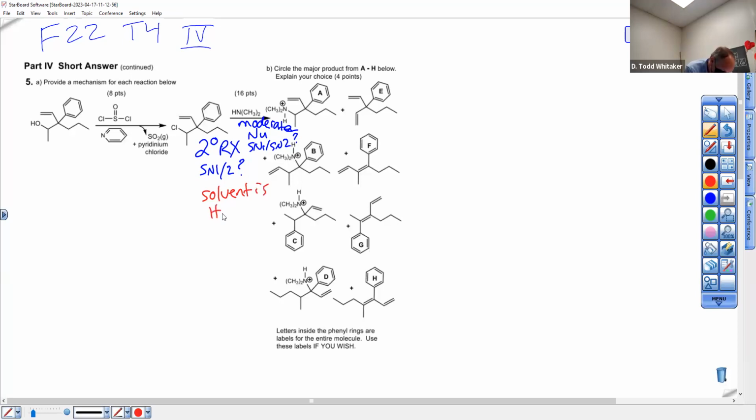HN methyl twice is polar protic. You know how I know it's polar protic? It has H bonded to N. If you have H bonded to N or H bonded to O, you are a polar protic solvent, end of story. If you're a polar protic solvent, you favor SN1 processes. Whenever there's an SN1 process, there's also a minor E1 process.